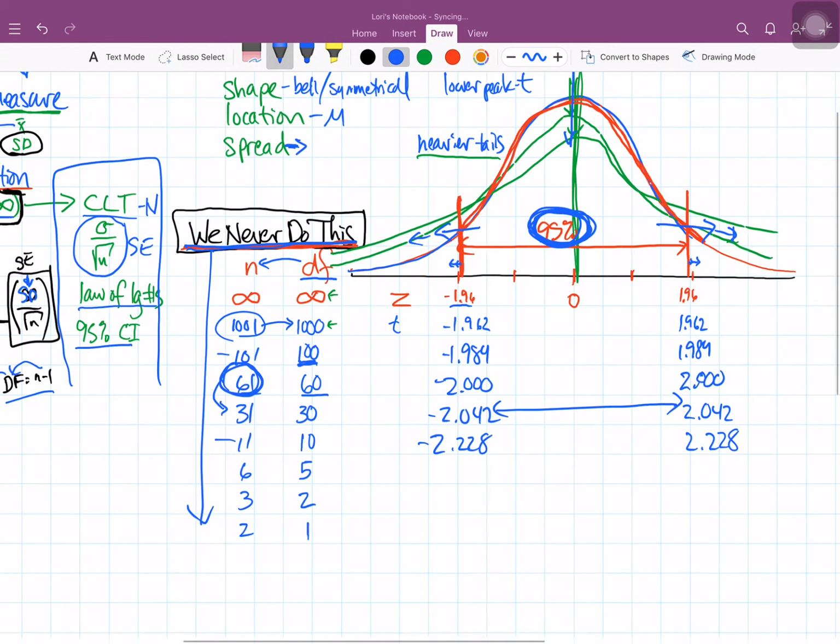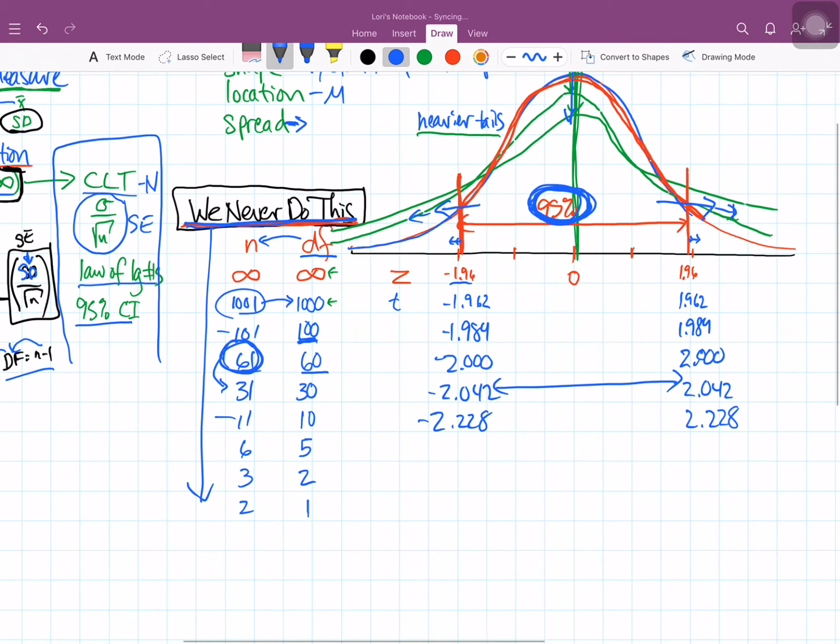What about a sample size of 6? And so we have degrees of freedom equal to 5. We have a negative 2.571 to positive 2.571. So all of a sudden we're actually out here. We're getting quite a bit wider and wider as our sample size gets smaller and smaller.